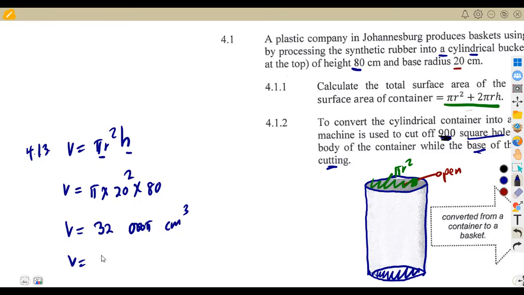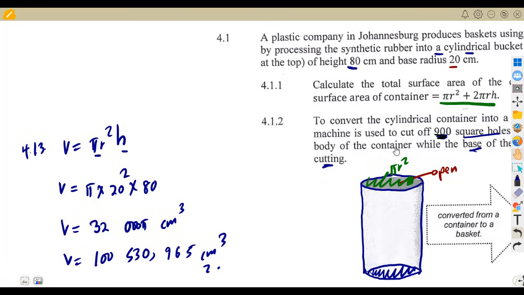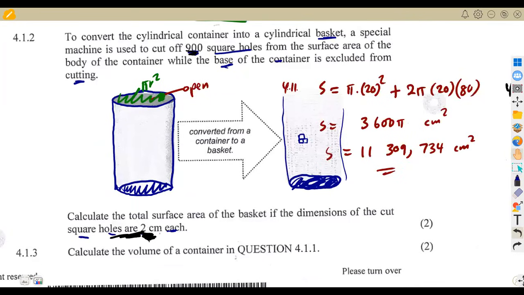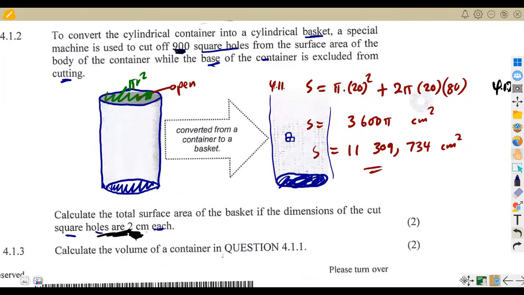Or as a decimal, this was going to be 100,530,965 in cubic centimeters in this case. All right, so that was supposed to be the volume of the container. So that is how you can be given such a type of question. Then let us see another part of our question.